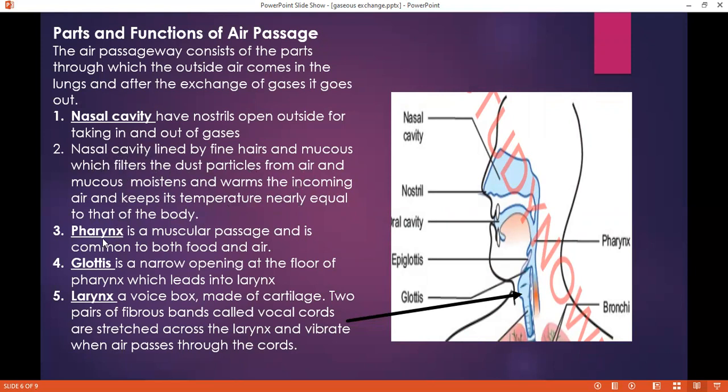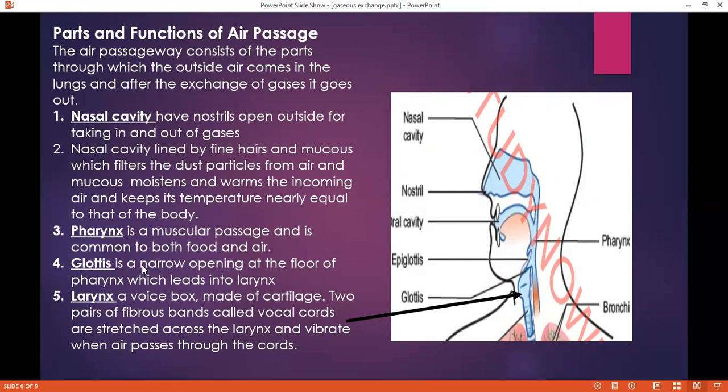After your nasal cavity, the pharynx is present. Here it is, the pharynx. It's a muscular passage and it is common to both food and air. Now you can see that the oral cavity also opens into the pharynx and your nasal cavity also opens into the pharynx.